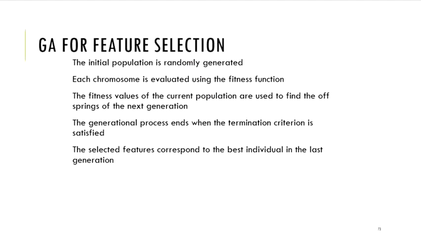In the case of feature selection, the genetic algorithm is devised such that we have the initial population randomly generated. So any number of features are turned on and any number of these are turned off. Then each chromosome is evaluated on the fitness function, and based on the value of the fitness function, we generate the next population. Then this population generation process ends when the termination criteria is satisfied, when we have gotten to convergence, and the final solution comes from the best individual in the last generation. So whatever was the best individual in the last generation, that is given out as output.